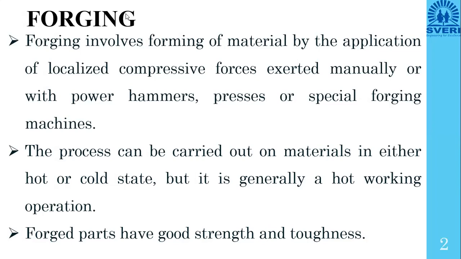Is it right? So that is called toughness. Glass has less toughness and high strength, while a steel rod has high toughness but less strength. So these properties are there. But when you go for forging, the forged parts have very good strength and very good toughness also. Take the example of a spanner.